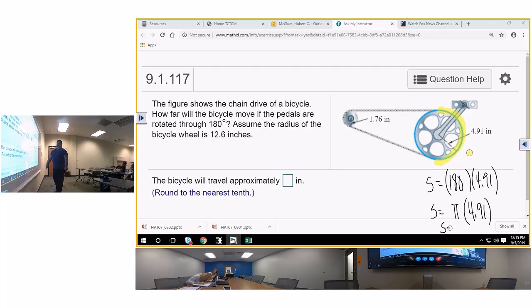Let's see, what does it say round to? Okay, it does round to the nearest hundredth. So give me the hundredth. 15.43. Did everybody get that? So this gear turned 15.43 inches.